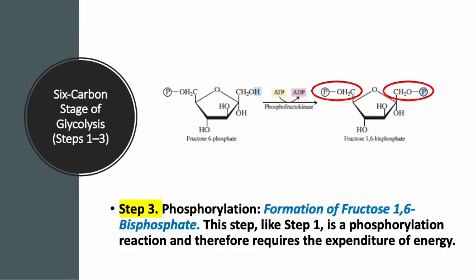Now, like step 1, step 3 is a phosphorylation and therefore requires energy. ATP is the source of the phosphate and the energy here in step 3. The enzyme involved here is phosphofructokinase, which is another enzyme that requires magnesium for its activity. As you can see here, fructose 6 phosphate is converted into fructose 1,6 bisphosphate by this enzyme. The result is two phosphate groups attached to a fructose molecule at the first and the sixth carbon of the structure.